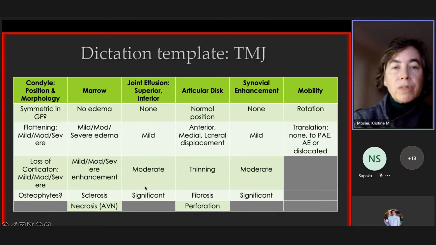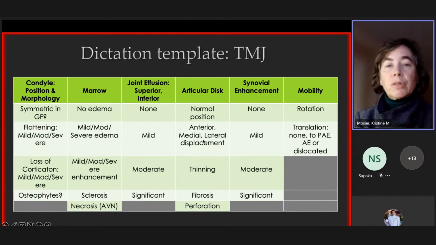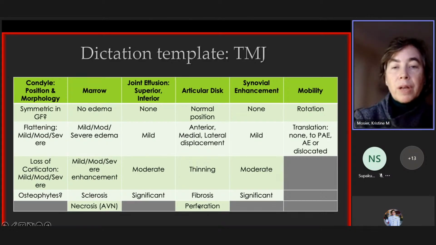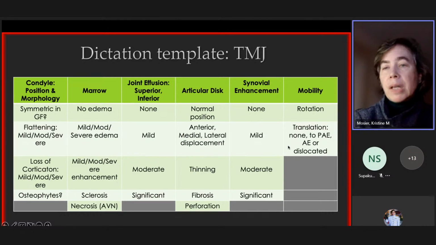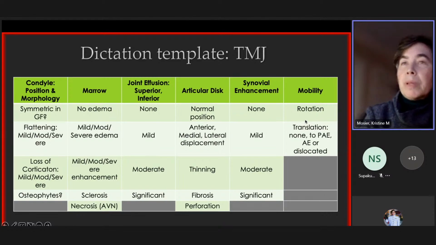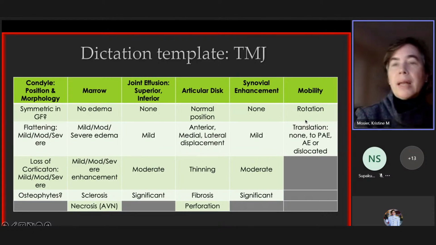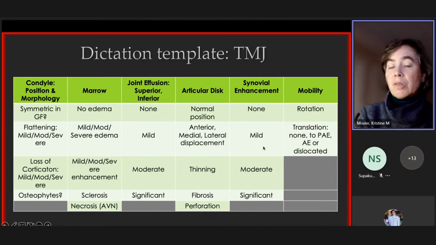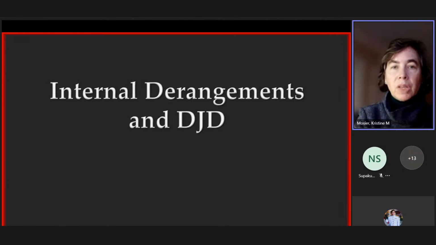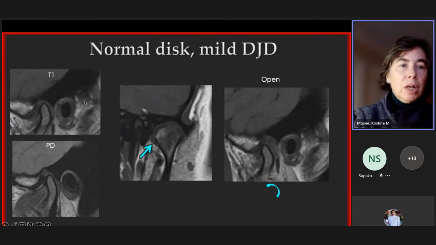We want to look for the presence of joint effusions. And again, assessing the position of the articular disc, whether it's displaced and whether or not there are morphologic changes, and then degree of synovial enhancement, if there is any. And then our mobility. Is there rotation of the condylar head, and are we getting translation? And to what degree are we getting translation, or is there abnormal mobility in the sense that there's subluxation or dislocation? So let's go through and look at some examples.